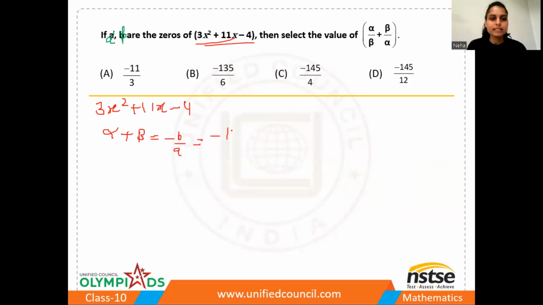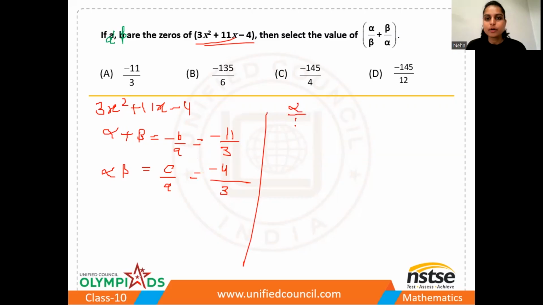That means minus 11 by 3. Perfect. And multiplication of roots is c by a. So c is minus 4 and this is 3, so this is minus 4 by 3. Perfect. Now I need the value of alpha upon beta plus beta upon alpha.